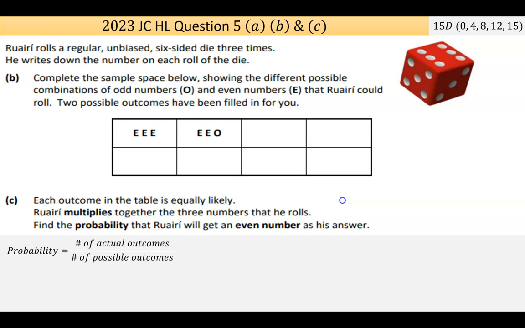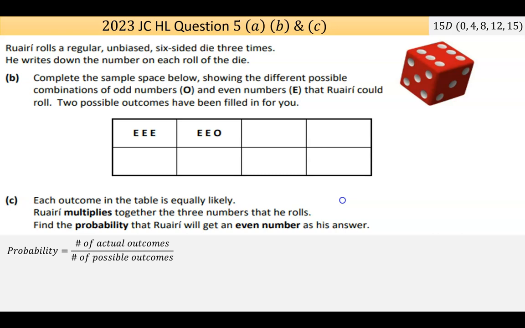I'm going to assume it's unbiased, and they always put that in there because dice can be tricked to make them more probable to land on a certain number. He writes down the number on each roll of the die. Part B then says complete the sample space below, showing the different possible combinations of odd and even numbers that Rory could roll. 2 possible outcomes have been filled in for you.